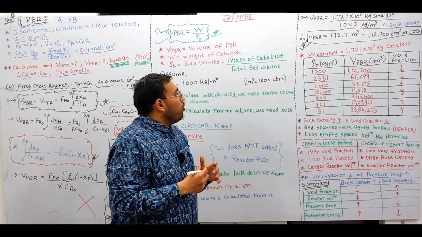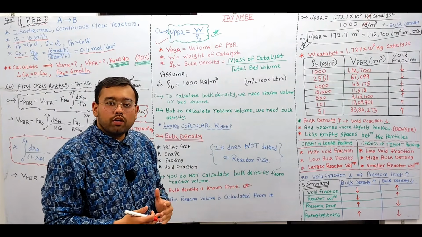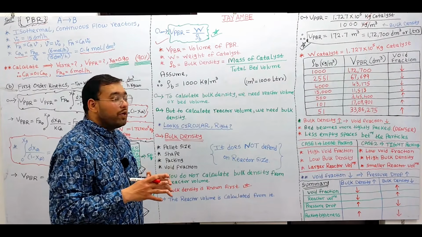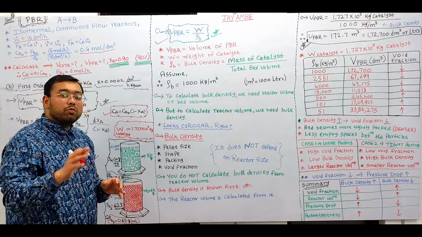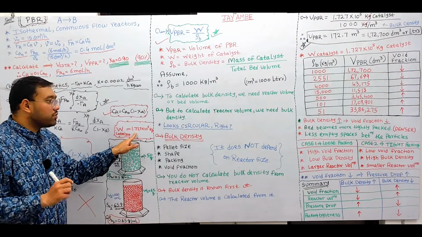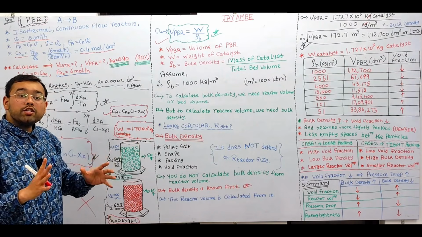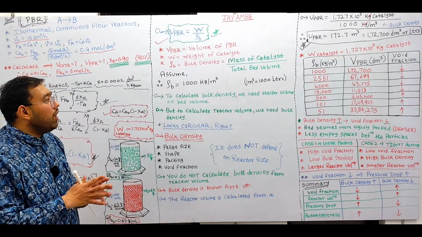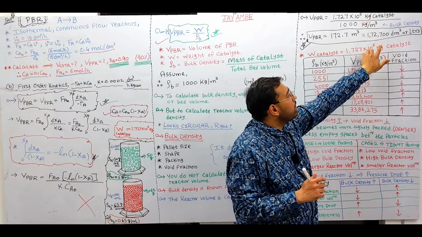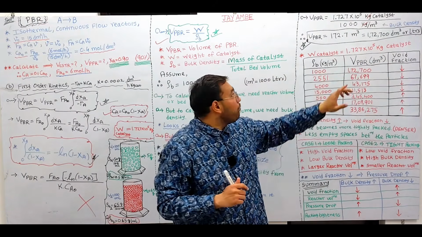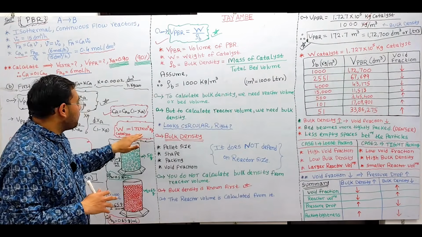which means 172,700 cubic decimeter or liters. This means a very huge volume of packed bed reactor is required in order to accommodate all this huge weight of catalyst. 1.727 × 10^5 kg weight of catalyst will be loaded into the 172,700 liters volume of the packed bed reactor. This is a very huge volume and a huge weight of the catalyst.